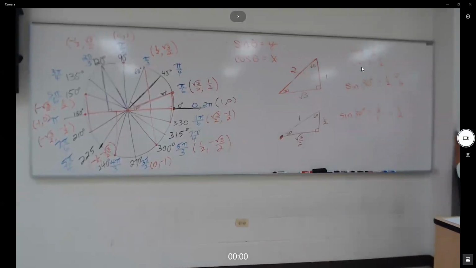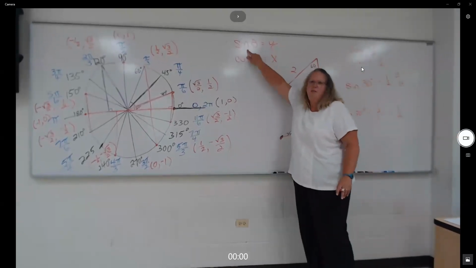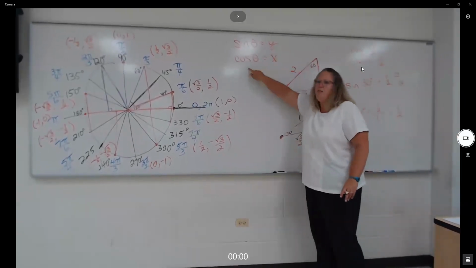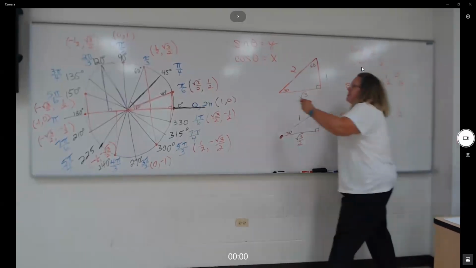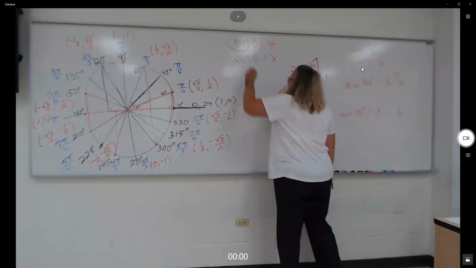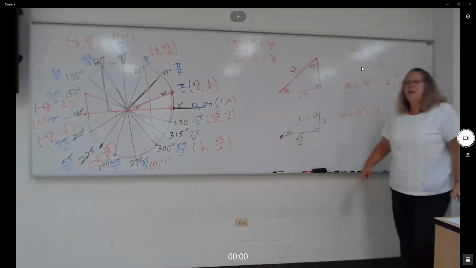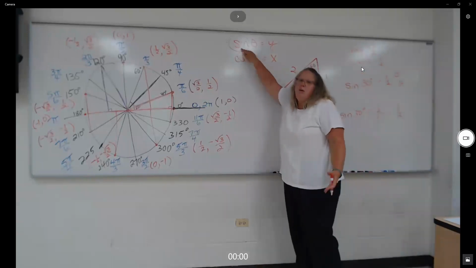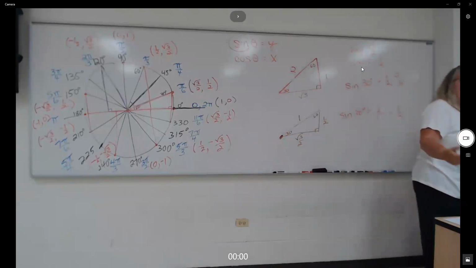For sine, then you go find the y. Cosine, then you go find the x. But I have to tell you the angle measure. Sine by itself doesn't mean anything. You have to do sine of an angle. This is saying give me the y value, but I have to tell you where: the y value here at pi over 6, or the y value here at pi over 3.